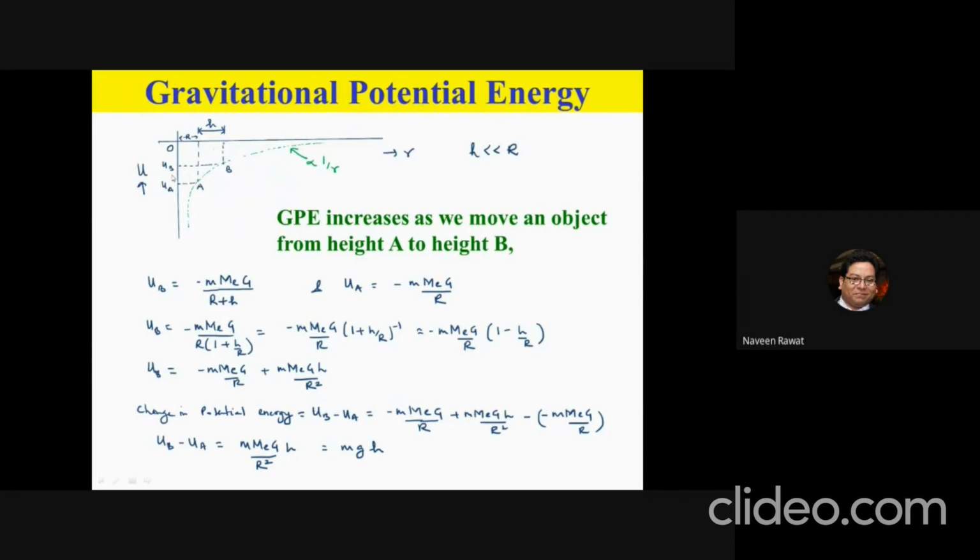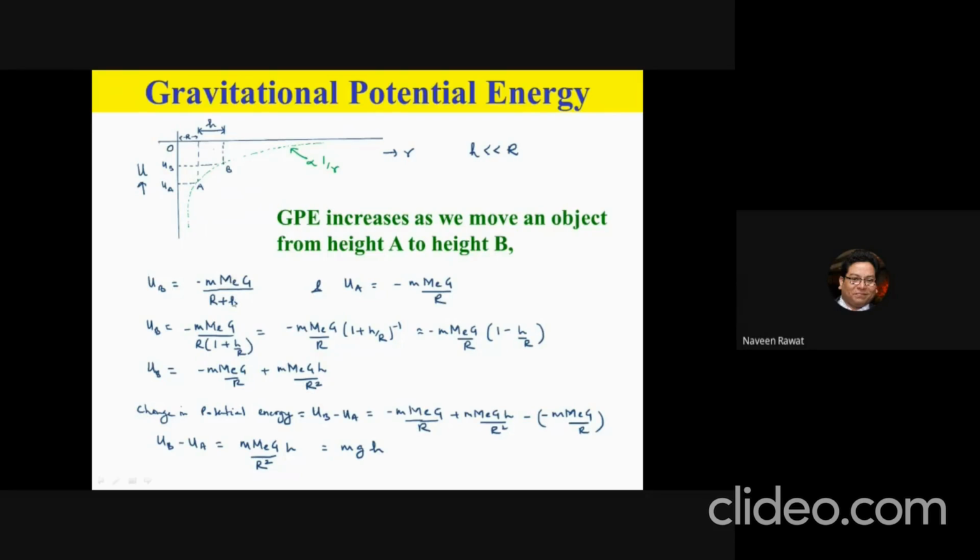So we want to find the relationship of this expression. Again, our convention is correct: gravitational potential energy increases as we move an object from height A to height B. And from our expression, we can write that the potential energy at B will be minus m, whatever mass is at that position, times the mass of the earth, times G divided by r plus h, where, let's take r as the surface of the earth, and so you are moving a certain height.